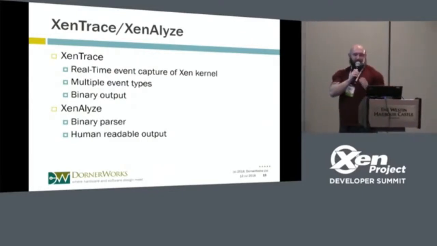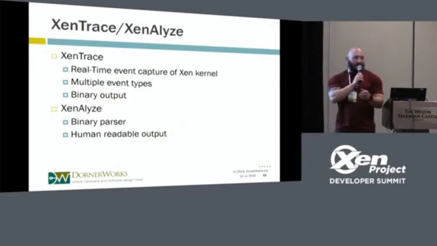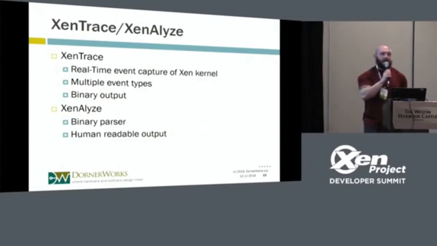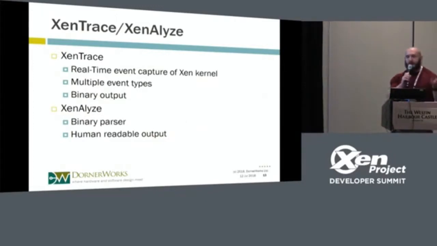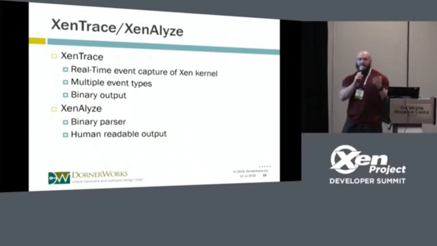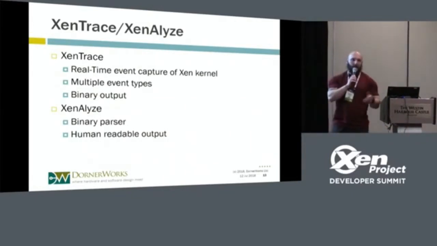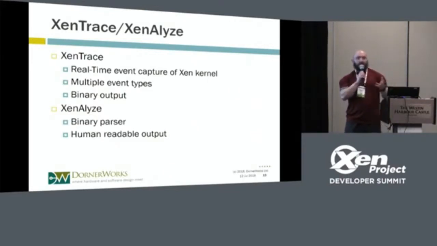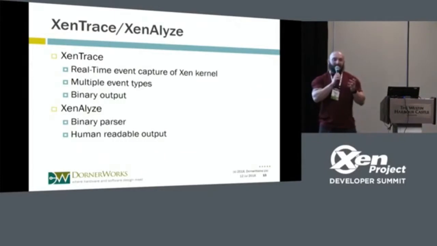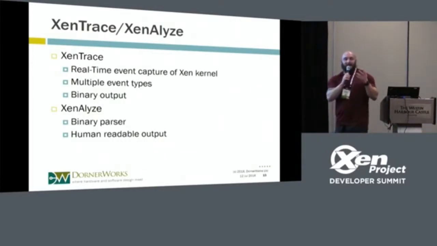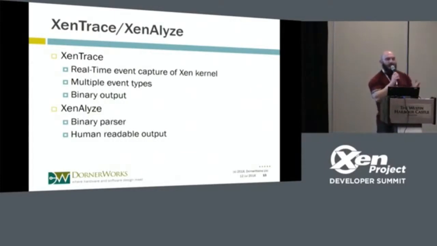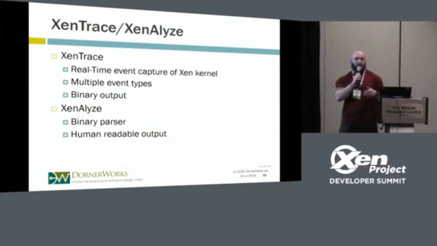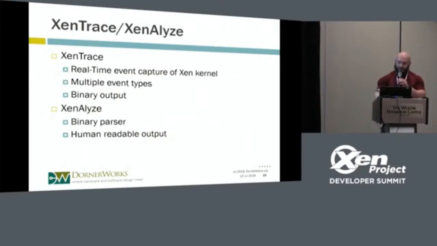For people not familiar, very quickly, Xen-Trace is a real-time event capture system built into the Xen kernel. It lets you trigger different event types, capture timestamps, variables, parameters, whatever you want. It's like System Viewer if you ever used VxWorks. It gives you a nice binary output that is really hard to read. So we also have Xen-Elize, which takes the binary output, parses it, and makes it human-readable so you can analyze your logs afterwards, see what happened, and run your data. It's a very useful set of tools.